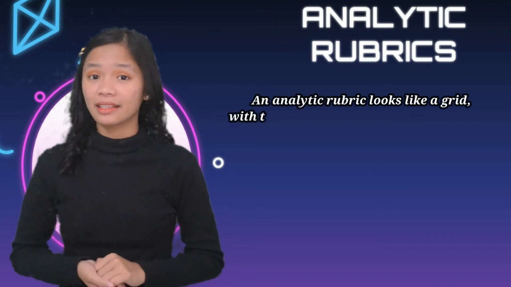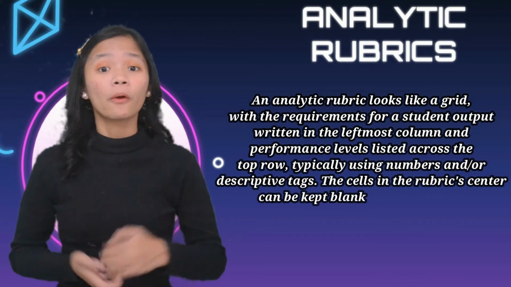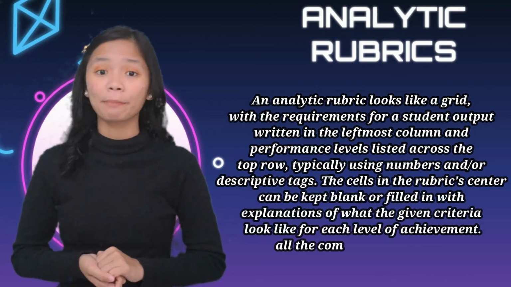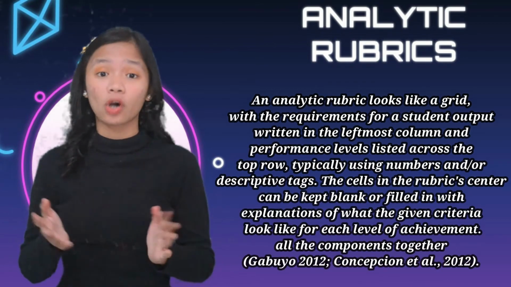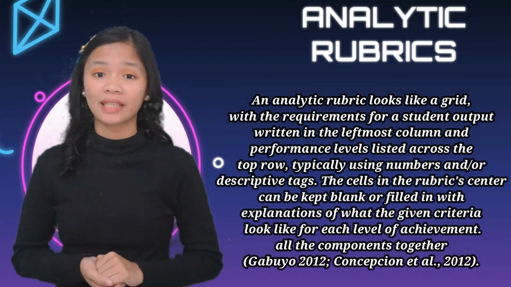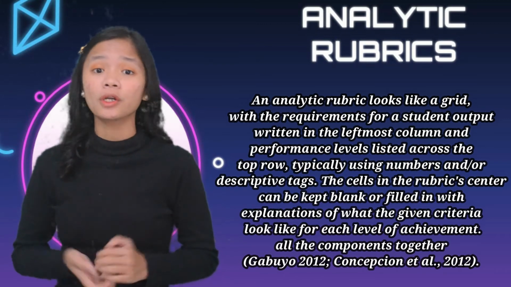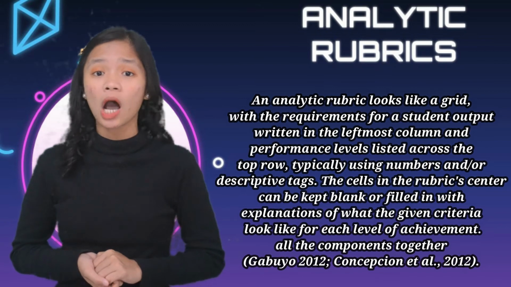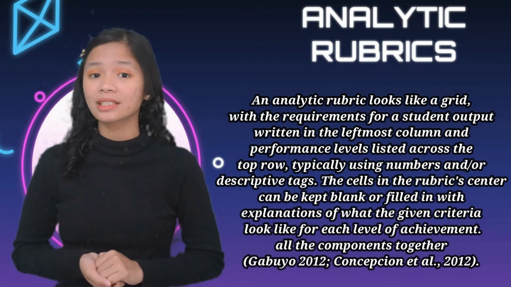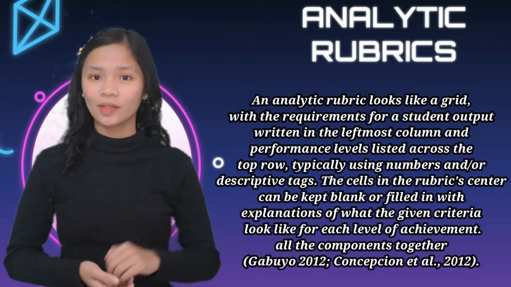What are analytic rubrics? Analytic rubrics look like a grid with the requirements for student output written in the leftmost column and performance levels listed across the top row, typically using numbers or descriptive tags. The cells in the rubric center can be kept blank or filled in with explanations of what the given criteria look like for each level of achievement. This is how it looks.